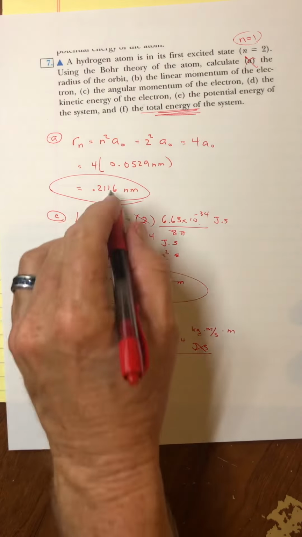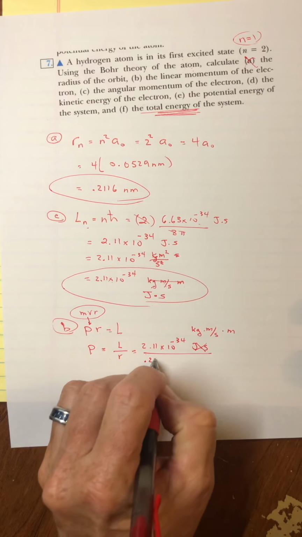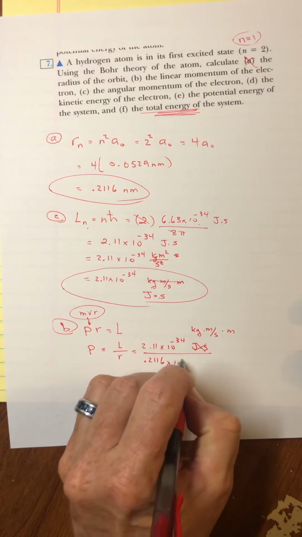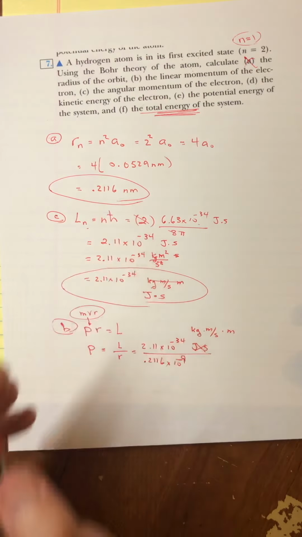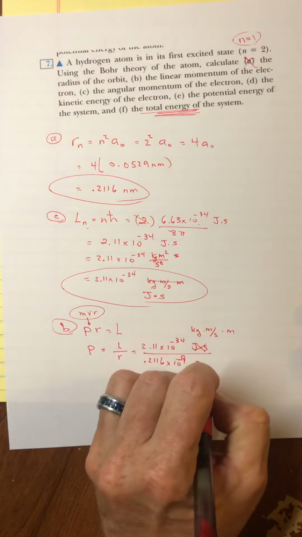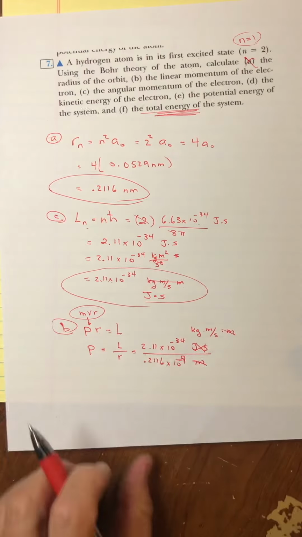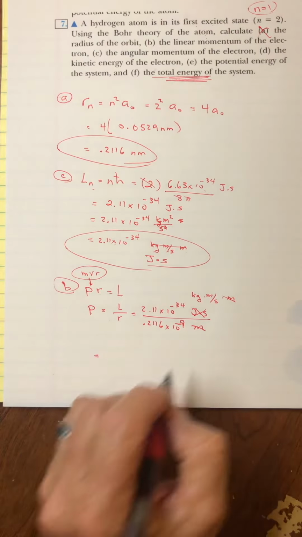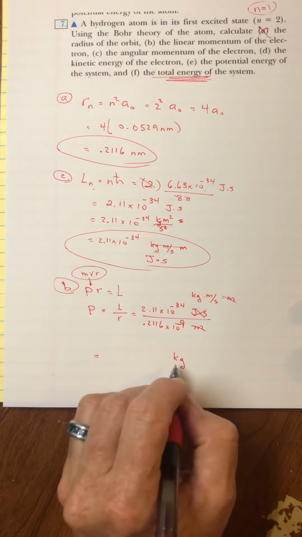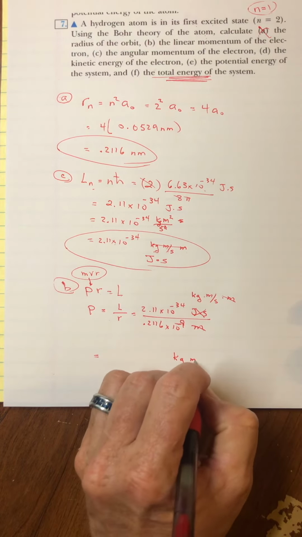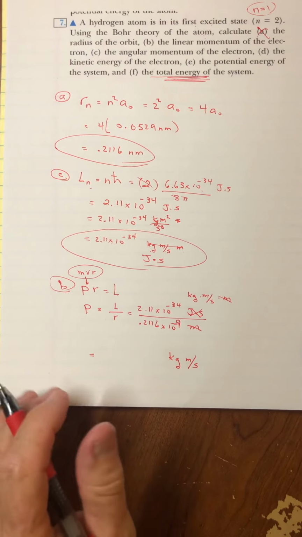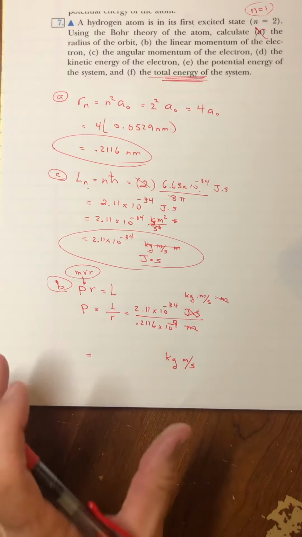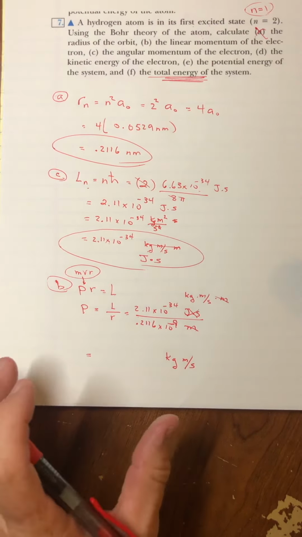Because then I'm going to divide it by 0.2116 times 10 to the minus 9. That's the radius there in meters, so that meters cancel off. And I'm going to finish the problem then in units that we're used to for linear momentum, a kilogram meter per second. Although, maybe since I'm introducing you to quantum mechanics, it's kind of nice to leave angular momentum as a joule per second.